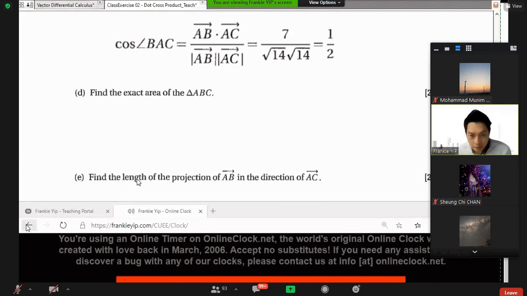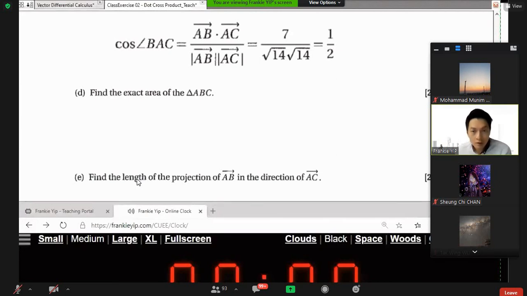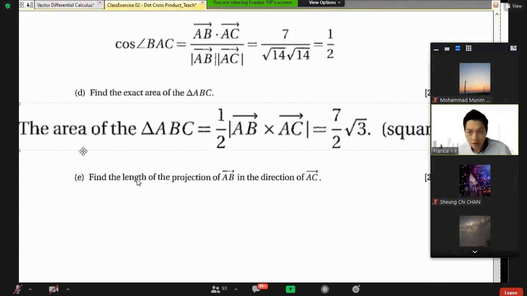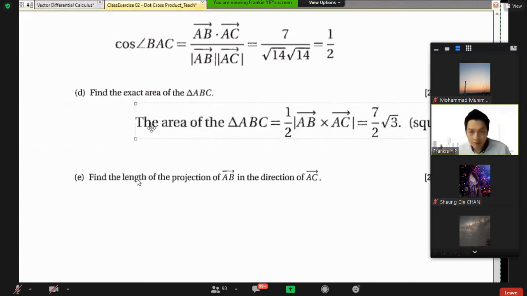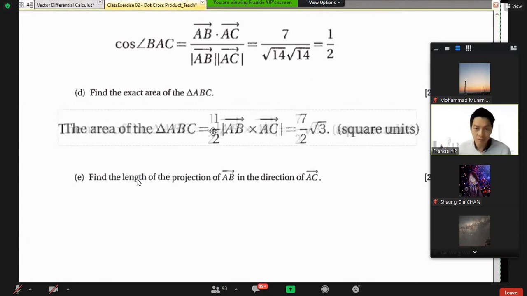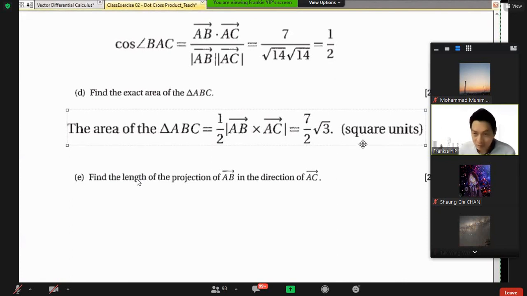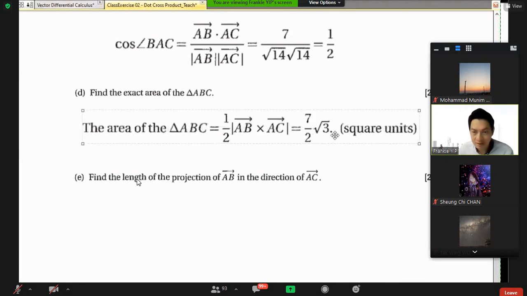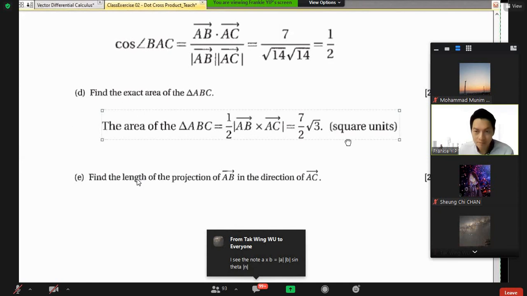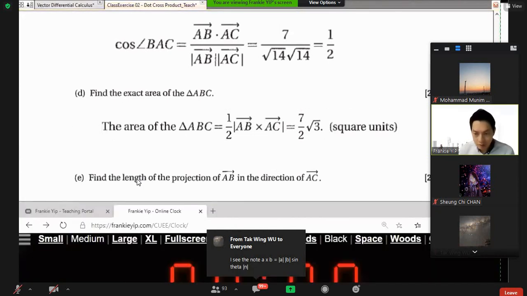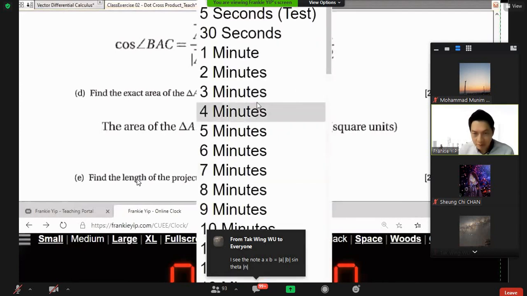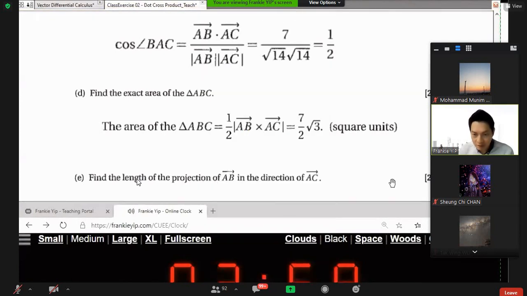Okay, finish. And then the answer is very easy. I think all of you are correct for this, right? But some of you may forget to have the square unit over here, isn't it? Okay, so you should have this. Got it? Okay, last one, I think 3 minutes is okay.